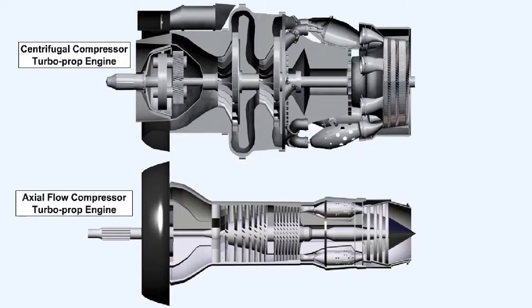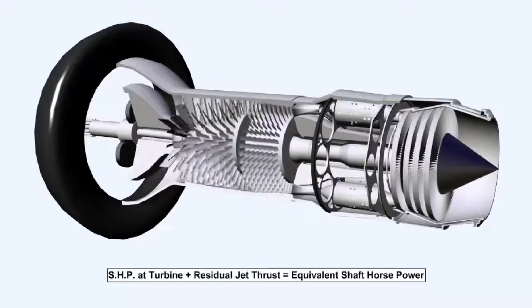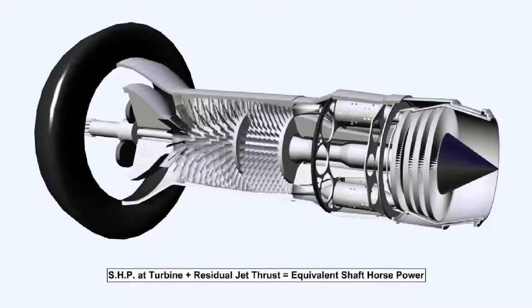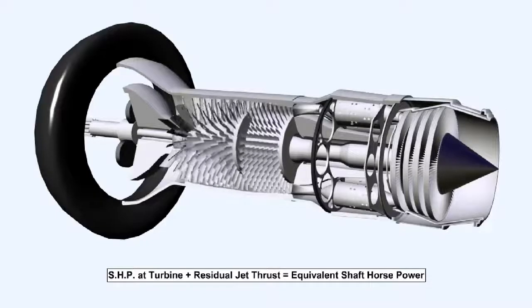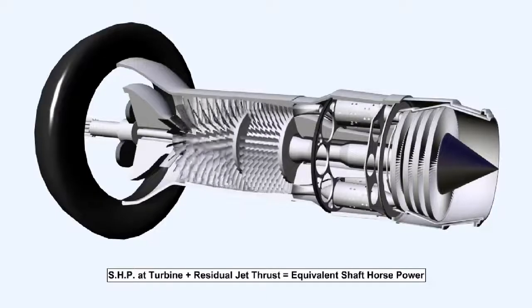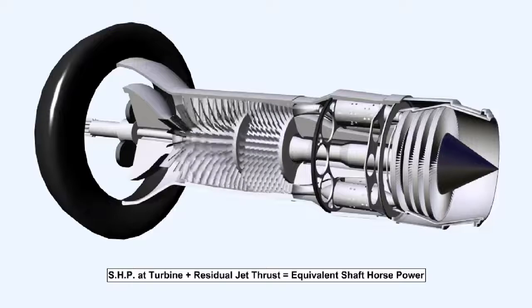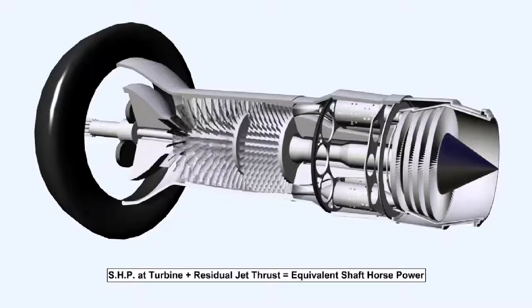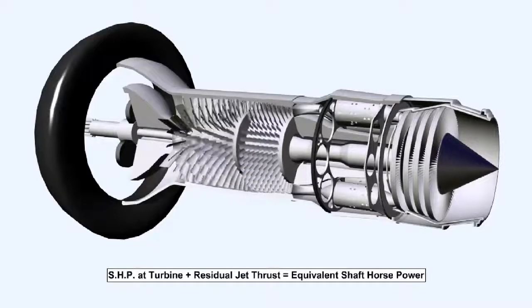This diagram illustrates both a centrifugal compressor turboprop engine and an axial flow compressor turboprop engine. The output from a turboprop engine is the sum of the shaft horsepower developed at the turbine and the residual jet thrust. This is called equivalent shaft horsepower, or ESHP.